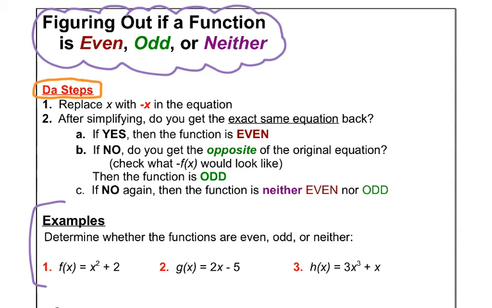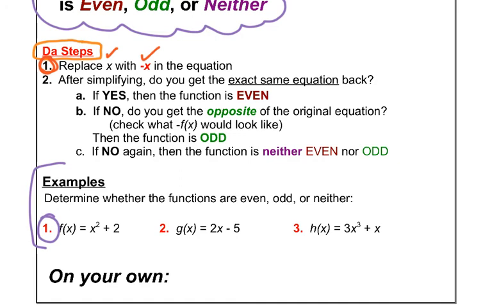Okay, so let's take number 1. Let's see if number 1, which is f of x equals x squared plus 2, is even, odd, or neither symmetry. Well, let's take step 1 up here on top. The first thing to do algebraically, friends, is replace x in your equation with negative x. Okay, let's see what happens.